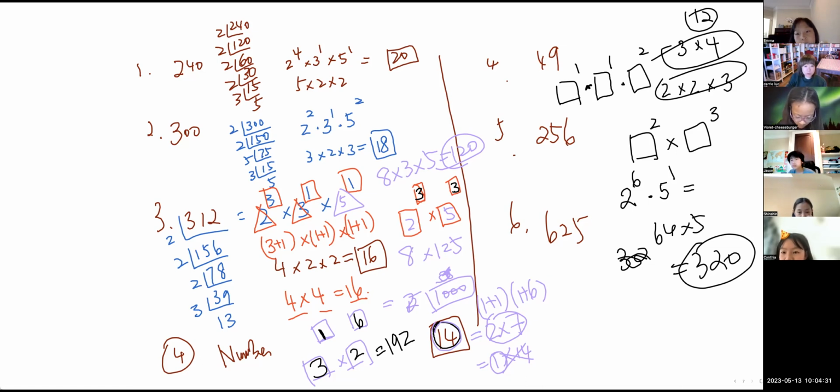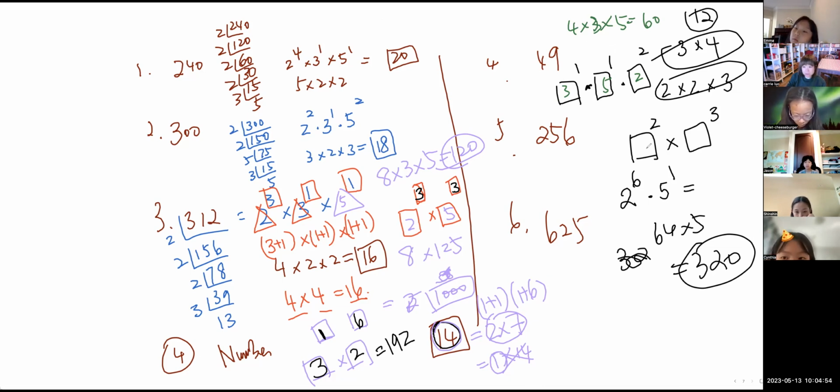So let's see which one will make you a smaller number. Of course, I'm going to give the smaller number on the power 2 and the bigger number on the power 1. So 4 times 3 times 5. So the answer is 60. So 60 is a number with 12 factors.